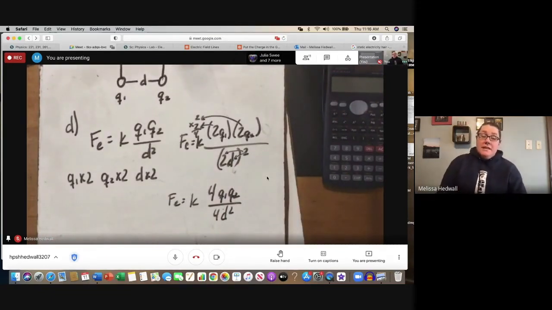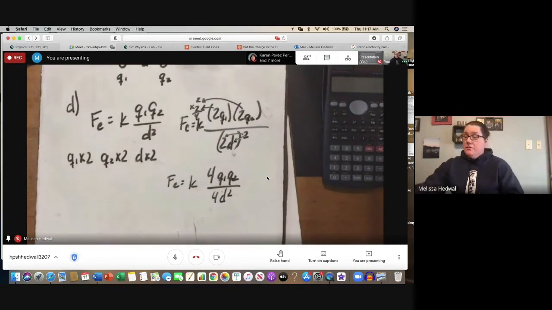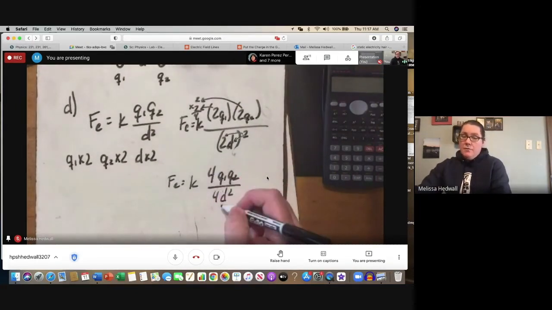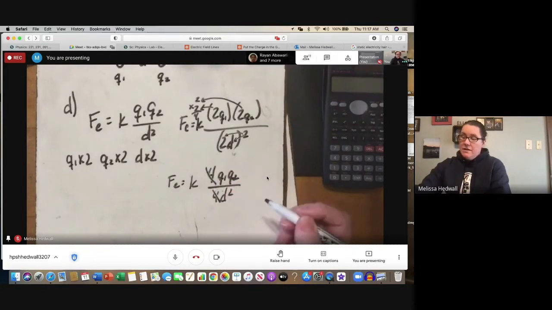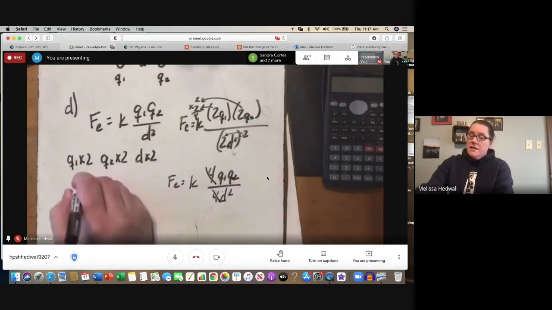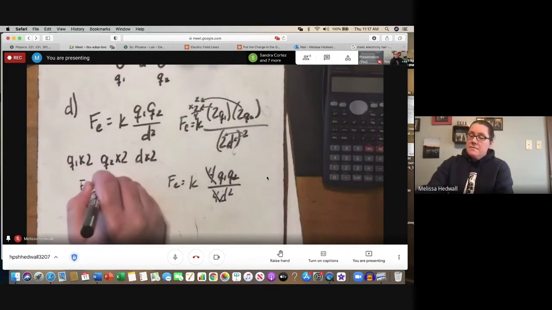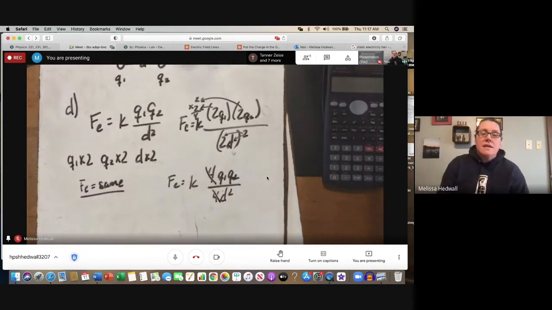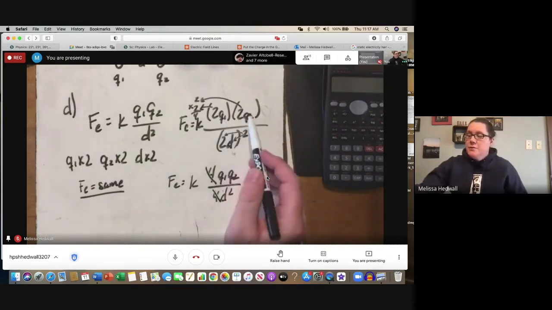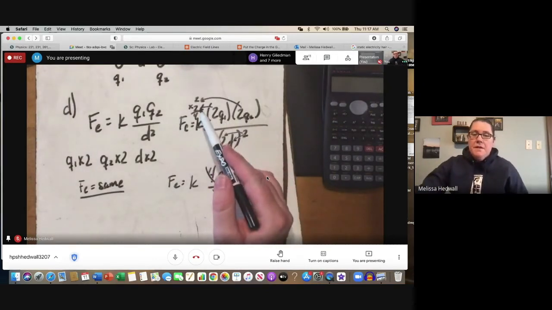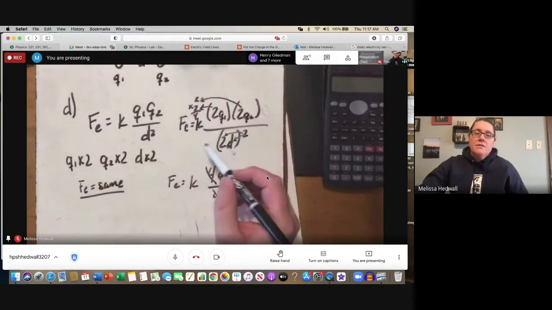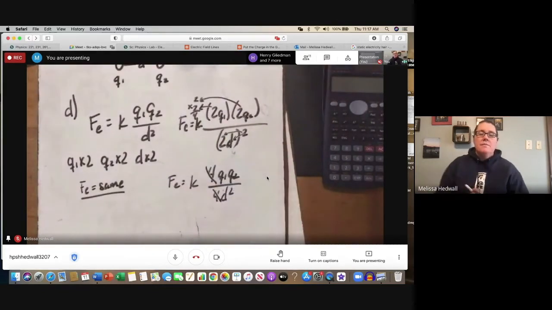Well, if you look at this, what happens to the 4? Well, 4 on top, 4 on the bottom means that it divides out and cancels out. And we're just left with k q1 q2 over d squared. So the force stays the same. Numerically, this happens because you have two 2's up here that multiply to be 4, and a 2 squared down here that also multiplies to be 4, and the 4's cancel out.